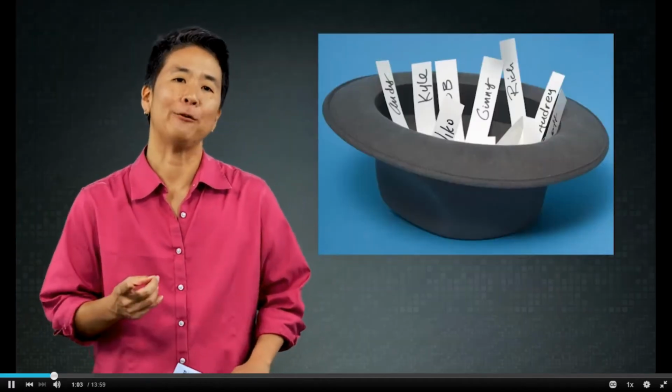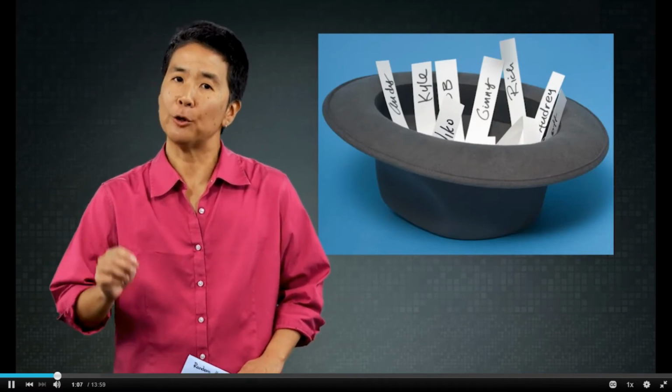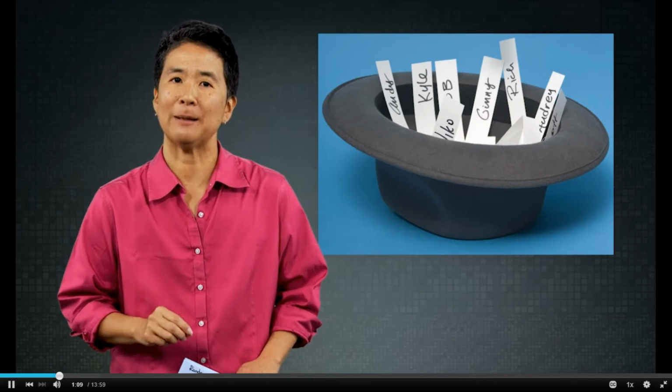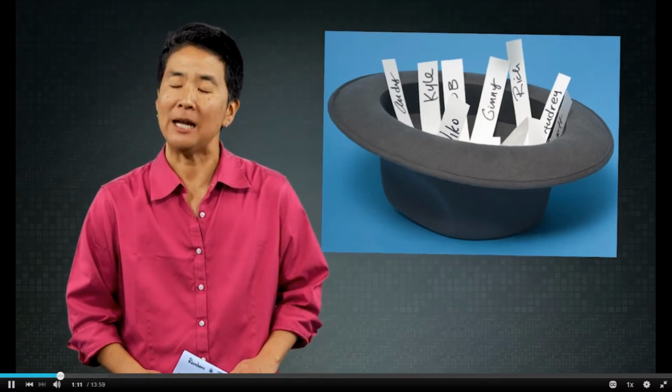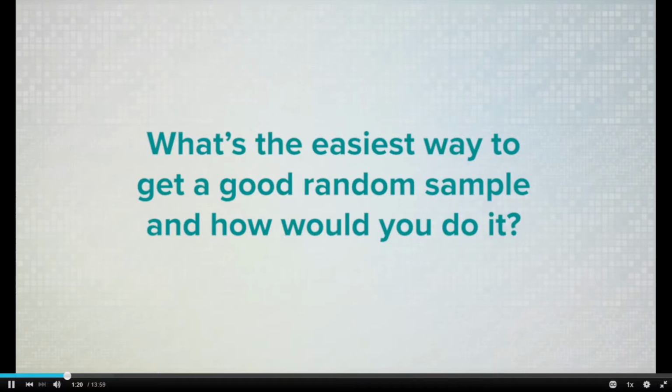Now, you might laugh when I say shake it up, but that's what makes it random. So if you're going to describe taking a random sample using names in a hat, make sure you shake it up. Now, you might be thinking, really? That's all I do? I just put my names in the hat? Yes, if you're asked the question, what's the easiest way to get a good random sample and how would you do it? And you have a choice, that's the easiest one to describe.